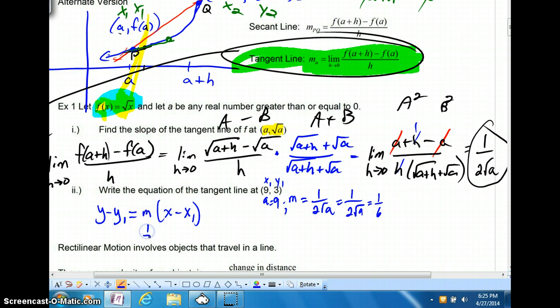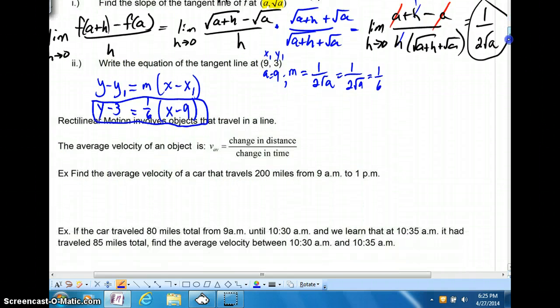So I know that's my m. That's my tangent line slope. I have a point 9, 3. My x1 is 9. My y1 is 3. Here it is, very quickly, my equation of a tangent line.